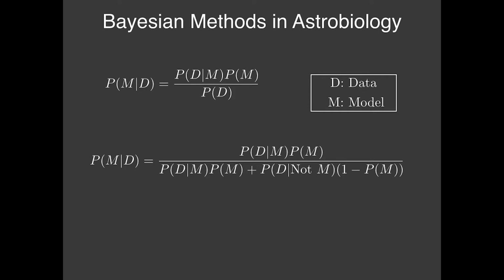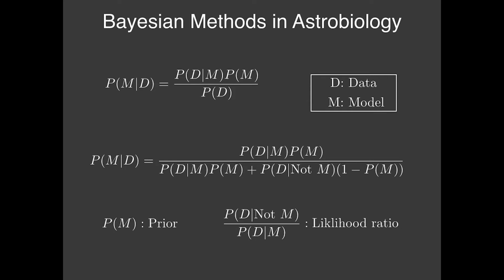Now, the two key features that go into this are this prior probability of observing a particular model, that's P of M, and this thing that's known as the likelihood ratio, which is the ratio of the probability of the data being observed under all other models that are not the one that you're interested in, divided by the probability of seeing the data under the model that you're considering.